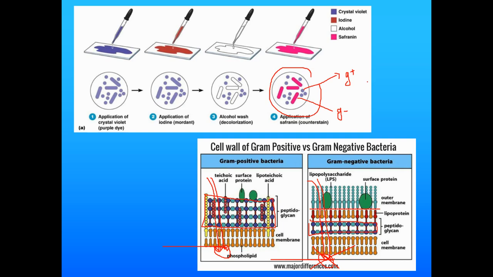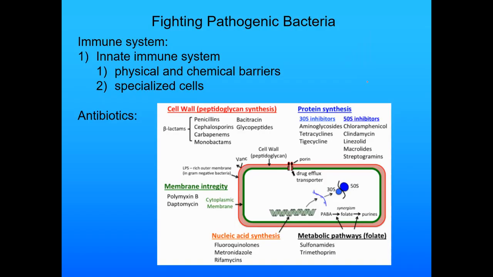And the Gram stain is so useful because it also tells you something about the sensitivity to antibiotics. And here's one more time if you wanted to look at it. This is what we're talking about here: the cell wall peptidoglycan synthesis. Some cells have this peptidoglycan wall, and some of them have this lipopolysaccharide outer membrane in gram-negative bacteria. And the peptidoglycan wall, that's the gram-positive bacteria.